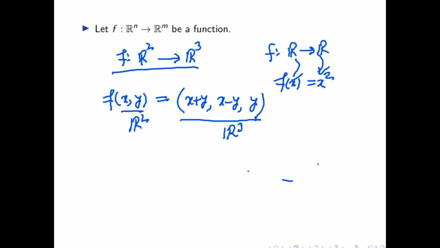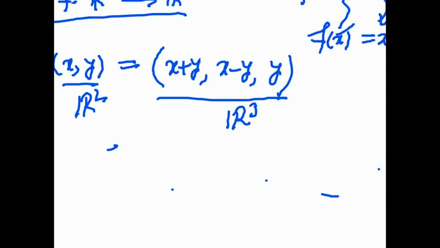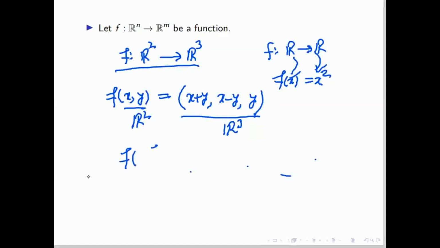Suppose x equal to 1 and y equal to 2. Where will the image of 1 comma 2 go by this definition? Its image will be 1 plus 2 is 3, 1 minus 2 is minus 1, and y is 2. So 1 comma 2 in 2 dimensions will map to 3 comma minus 1 comma 2 in R3. Is it okay? So the function will look like this. Now we'll discuss whether this function is continuous or not, and differentiability, and so on. We'll see everything.